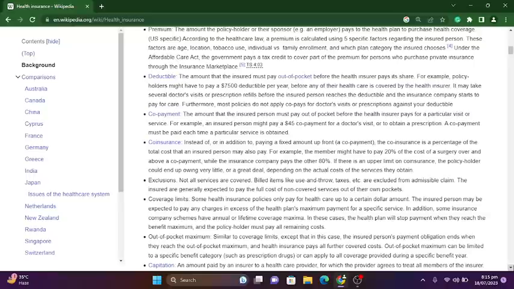In these cases, the health plan will stop payment when they reach the benefit maximum, and the policyholders must pay all remaining costs. Out-of-pocket maximum: similar to coverage limits, except that in this case, the insured person's payment obligation ends when they reach the out-of-pocket maximum, and health insurance pays all further covered costs. Out-of-pocket maximum can be limited to a specific benefit category, such as prescription drugs, or can apply to all coverage provided during a specific benefit year.